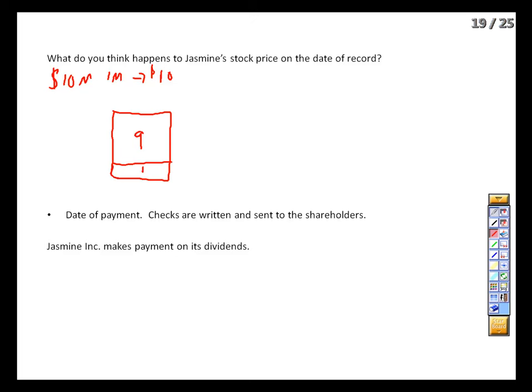And the first question I will ask is, well, what would you pay for a share of Jasmine on May 15th before the dividend is declared? Well, I just told you the answer. It's worth $10 a share. You're getting your $9 of other assets and your $1 of cash.